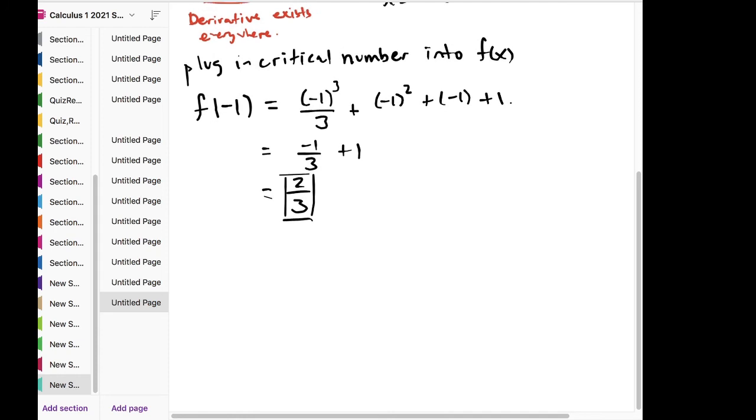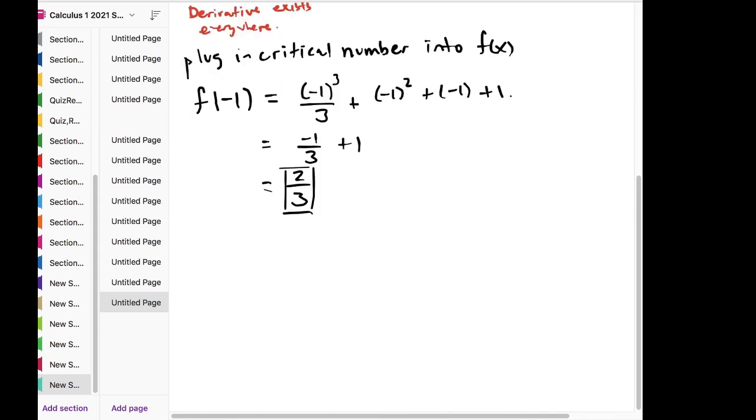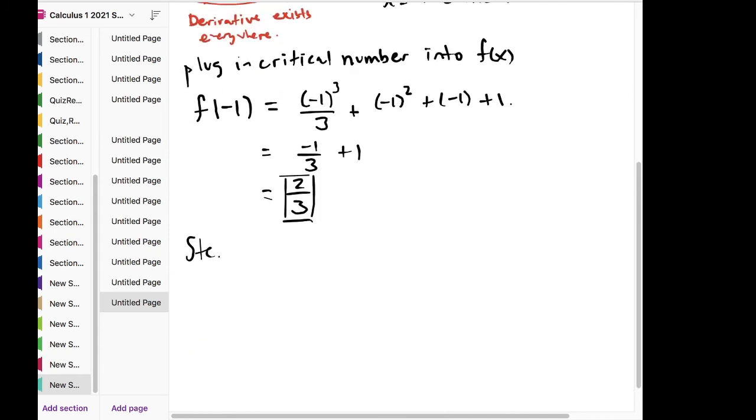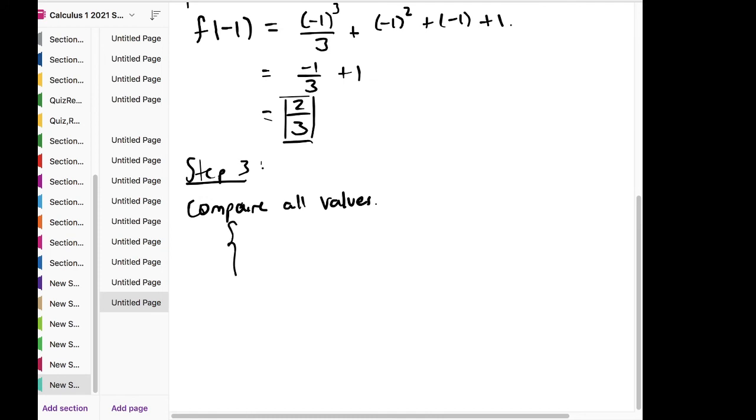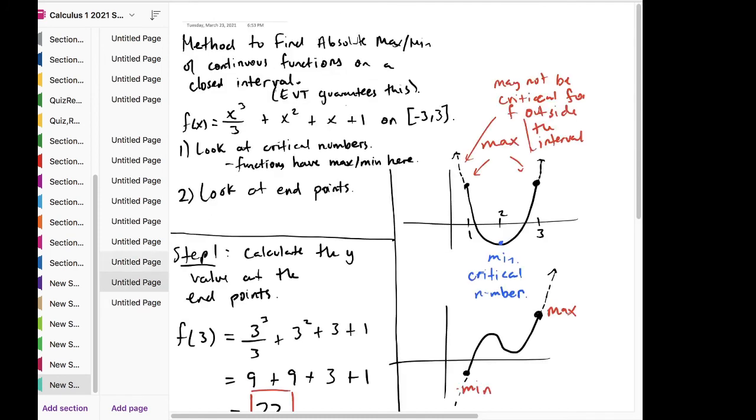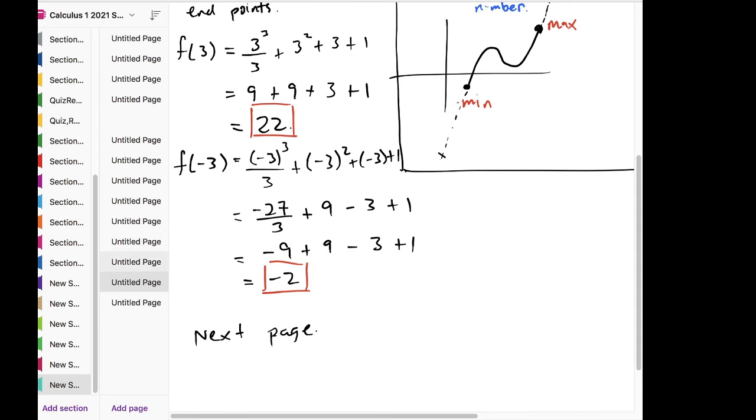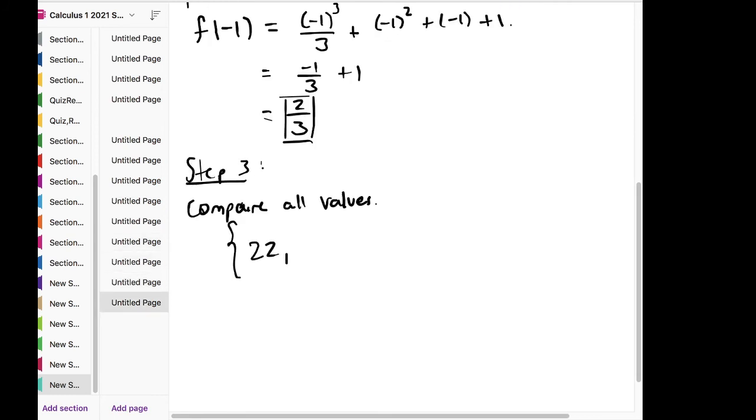Okay, what step are we on now? Step 3: compare all values. So this is our set of values. We had 22 and negative 2 from the endpoints, and then we have 2/3 from the critical number.